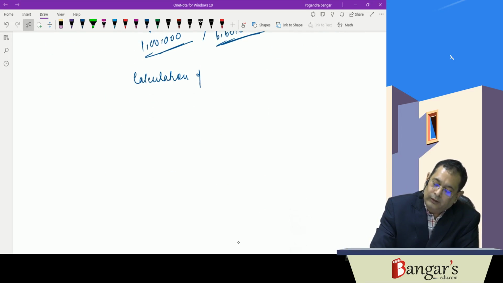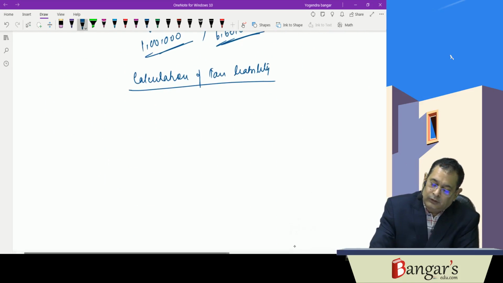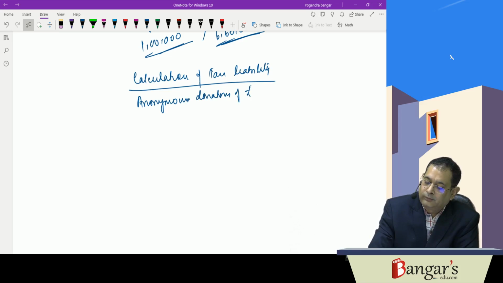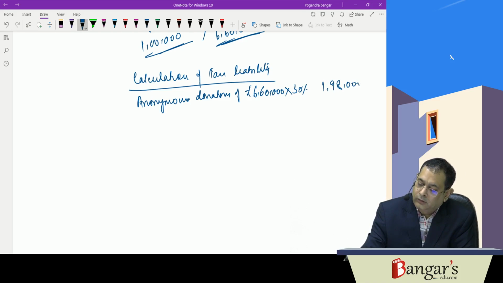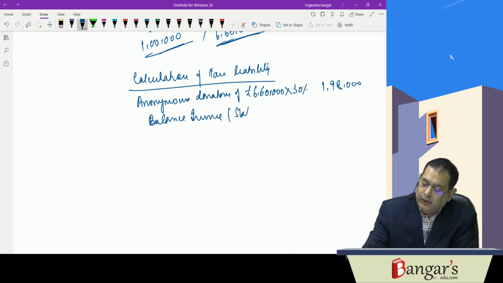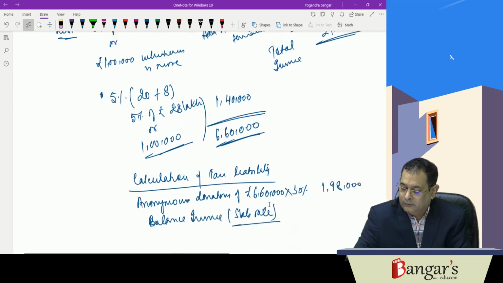Now calculation of tax liability. Here on 6,60,000 anonymous donations, the same will be chargeable to tax at the rate of 30%. So 6,60,000 into 30% is 1,98,000. Balance income at slab rate. Now what is the balance income? 15,01,500.